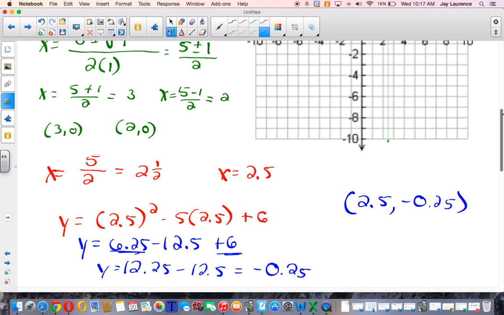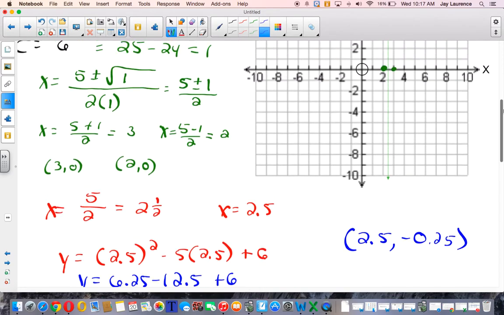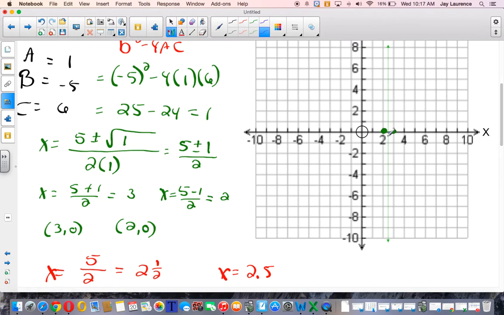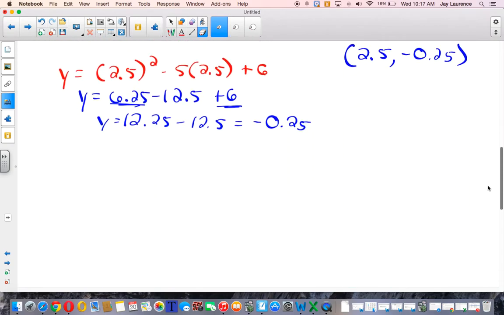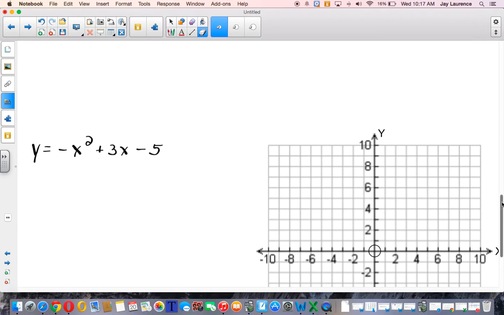And there we go. So my vertex is going to be right about there. And then I can draw my parabola. Oops. I didn't like that, it was going too wide there. Okay, that's pretty good there. All right, so there it is.